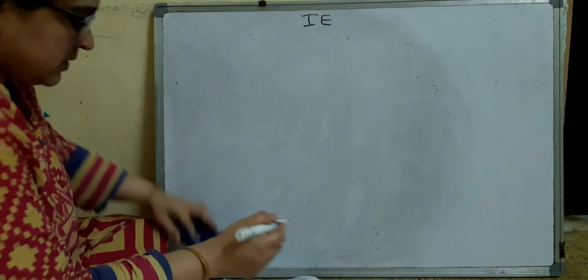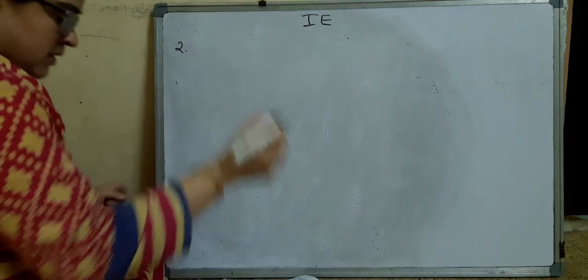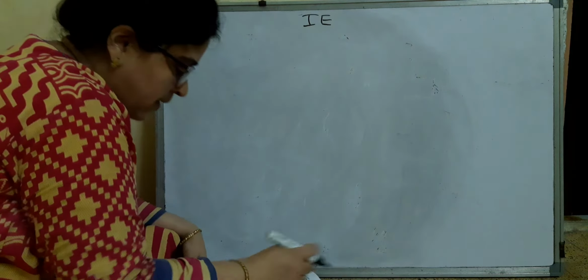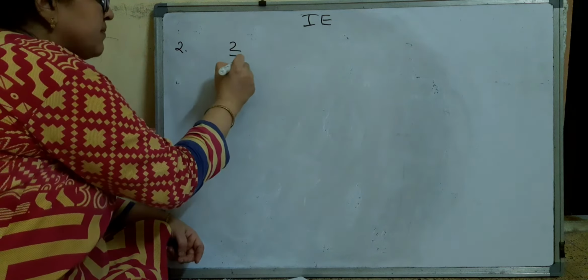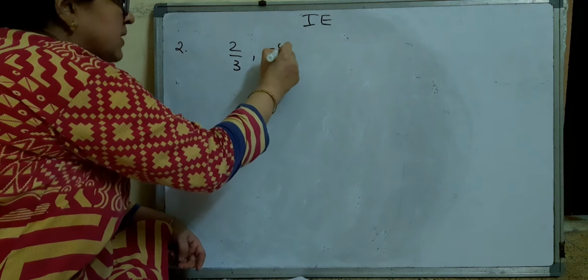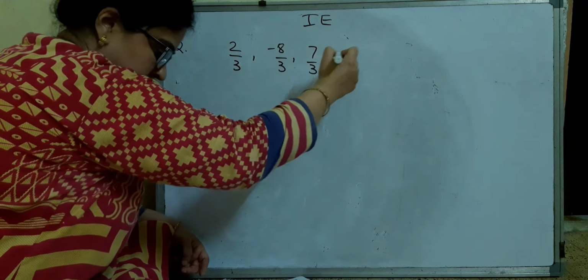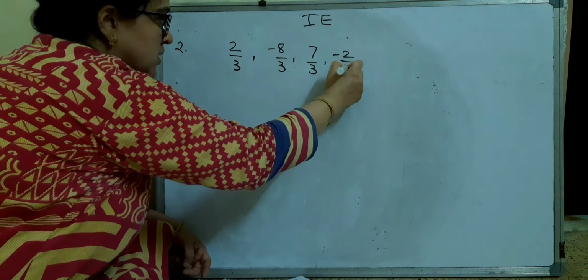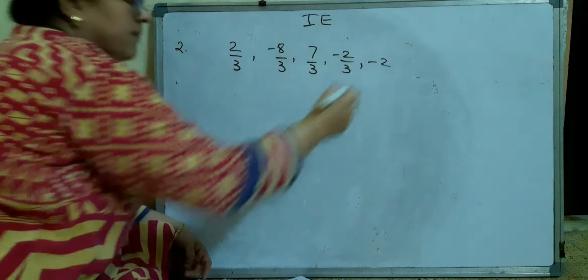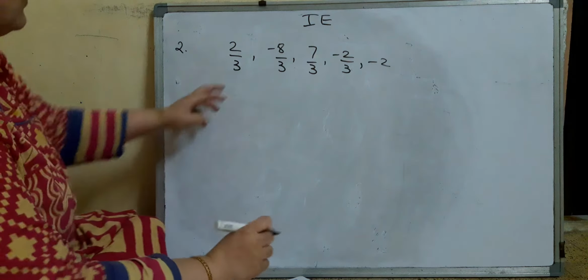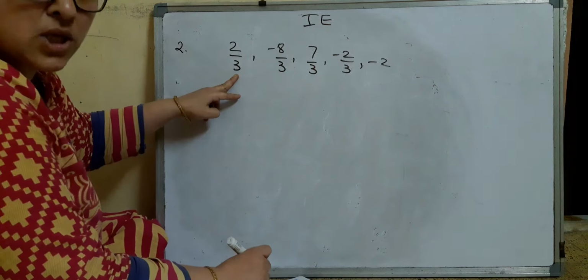1E exercise, second sum. Now draw on the number line, mark the points. First 2 upon 3, minus 8 upon 3, 7 upon 3, minus 2 upon 3 and minus 2. Right? Now in the denominator the number is 3.